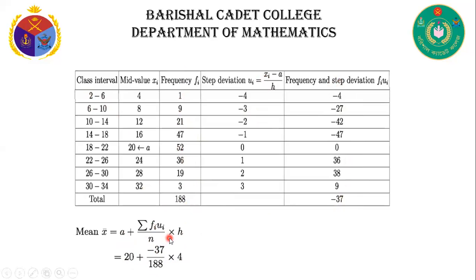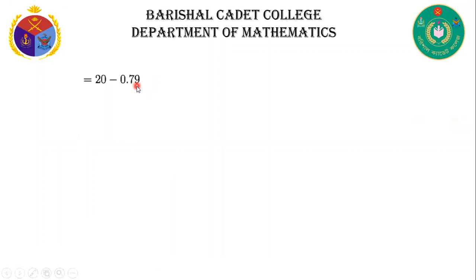Again, I repeat, when we solve by the shortcut method, firstly we find the mid value of the class intervals, then we take the approximate mean. We always consider the middle term, or one of the two middle terms, as A. Then we find the step deviation ui is equal to (xi minus A) by h. Then we multiply these two terms, and then take the sum of these terms, and also the sum of the frequencies, and finally we put these values in the formula. After calculating, we can write 20 minus 0.79 is equal to 19.21. This is our required mean.